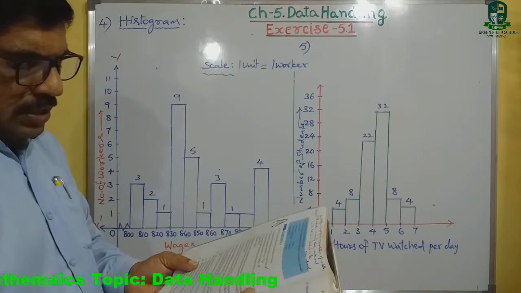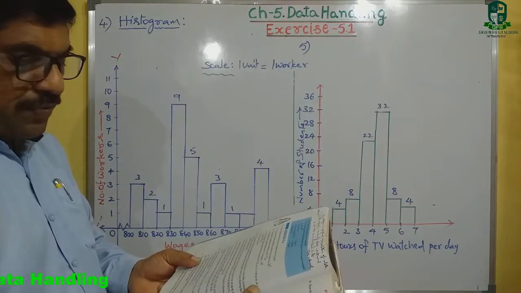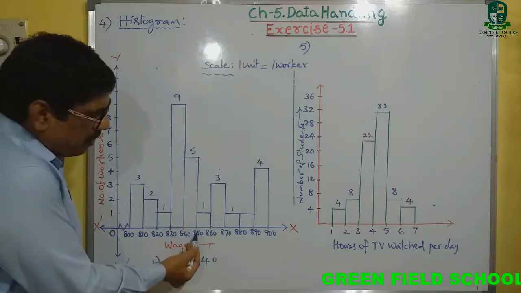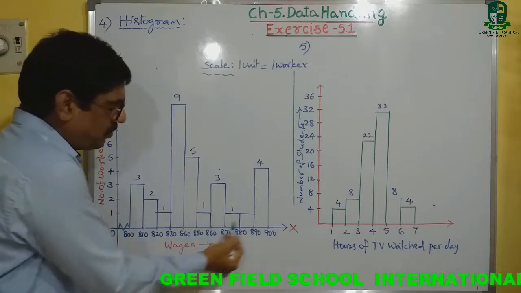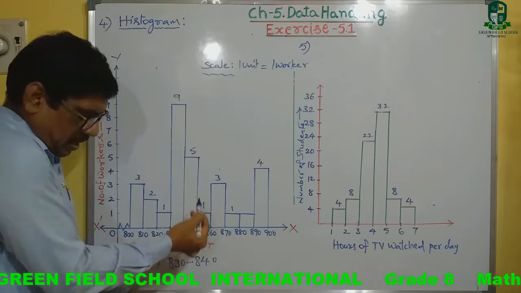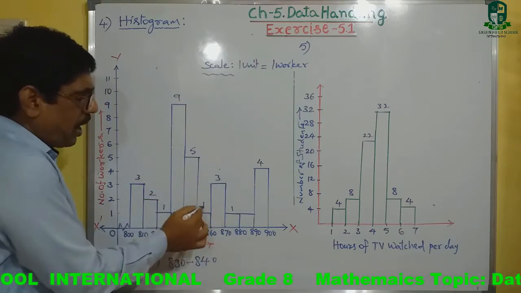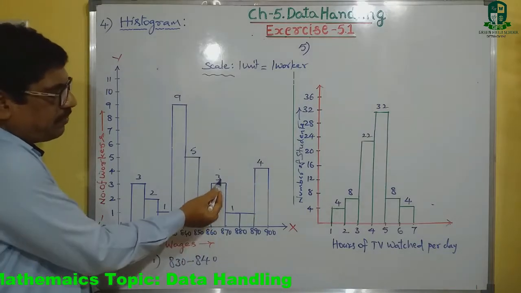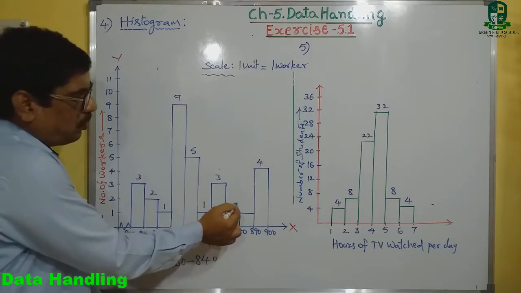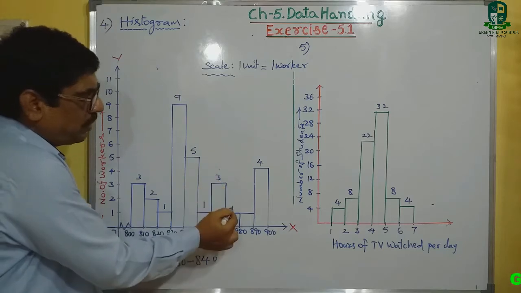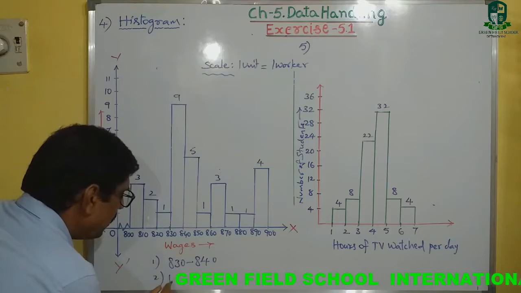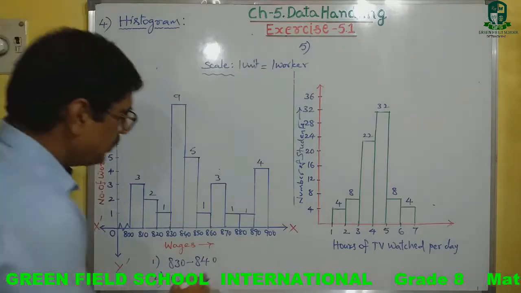Now, how many workers earn 850 and more? 850 and more means, see, from here onwards, 850 onwards, we have to add all the numbers after 850. That means 1 plus 3 plus 1, 4, 1 plus 3, 4, 4 plus 1, 5, 5 plus 1, 6, 6 plus 4, 10. Answer is 10. Okay, 10 workers.